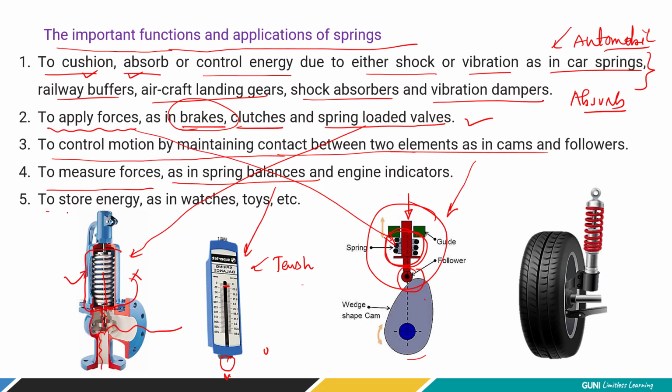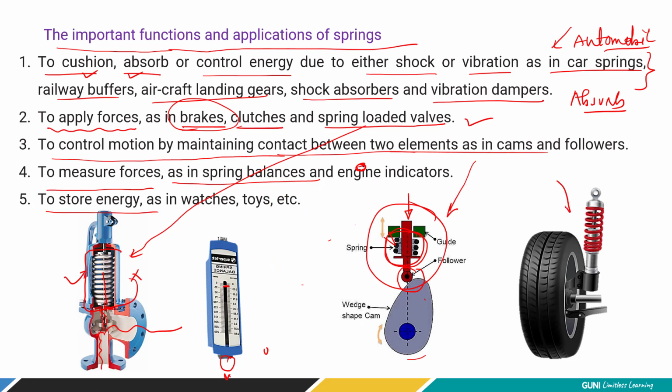It is also used to store energy as in watches and toys. I hope you have played with toys where you simply wind the spiral spring by a key, right? Even in older days, we had the pendulum clock, where we have to give the energy by simply winding the spiral spring, and it works for 2, 3, 4 days. Then again we have to charge it by simply rotating the key. So the spring is a very important element in mechanical engineering, right?